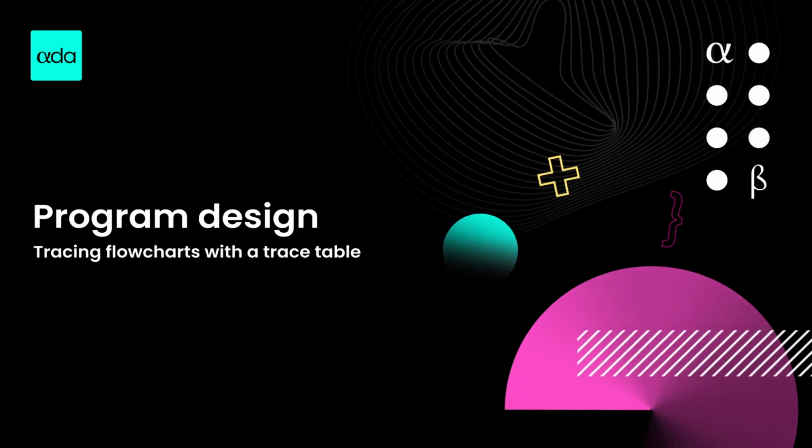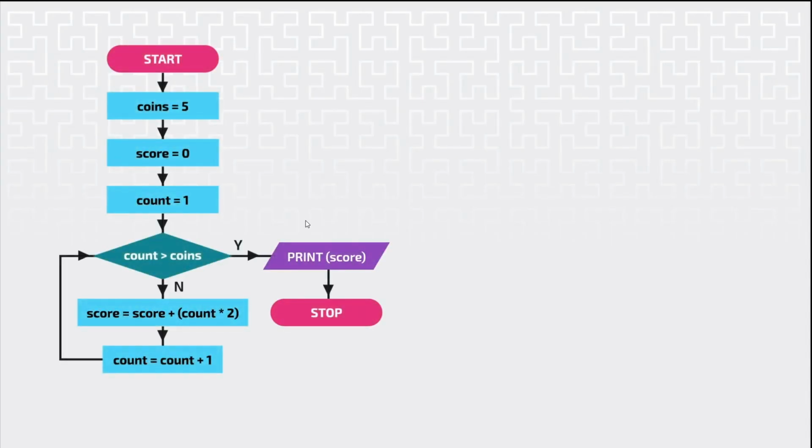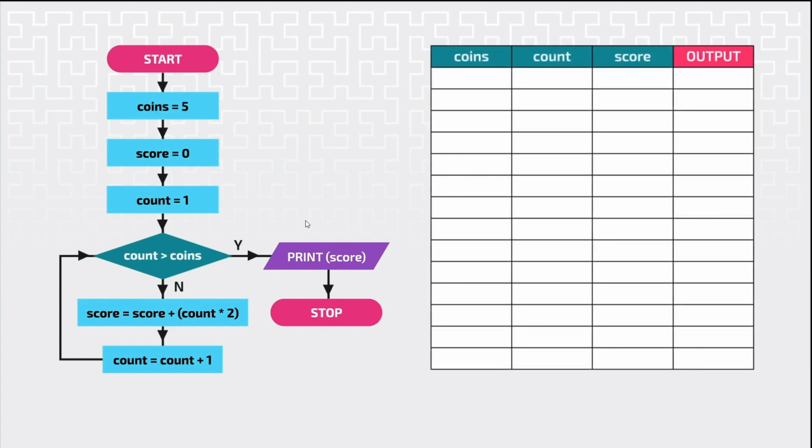When you are presented with a flowchart for an algorithm, you can trace it. This will help you understand the purpose of the algorithm and test it for any logical errors. To help you trace the flowchart, you can use a trace table to help keep track of important variables and any output from the algorithm.